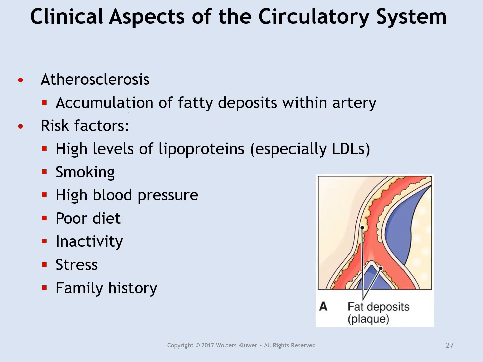Okay, so let's look at some clinical aspects of the circulatory system. Atherosclerosis is the fatty deposits within the artery. Here you can see the fat deposits narrowing the artery, making it harder for the blood to get through. High levels of low-density lipoproteins is predisposing to fatty deposits. Of course, smoking, if you're a smoker, stop it. It's the best thing you can do to improve both the length and quality of your life.